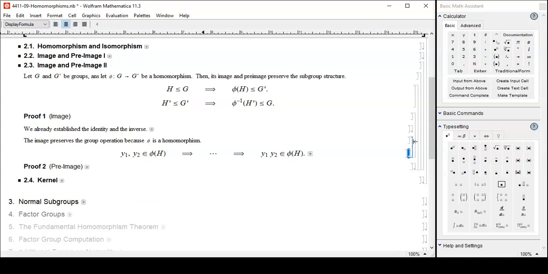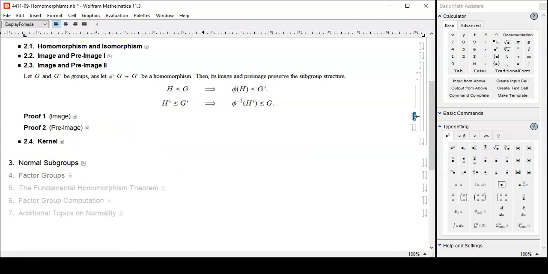So we have everything. So, image preserves the group operation. Image preserves the subgroup structure, excuse me. Preserving the group operation, that was the hardest part technically, but in any case, the conclusion is image preserves the subgroup structure. Okay, how about the next?